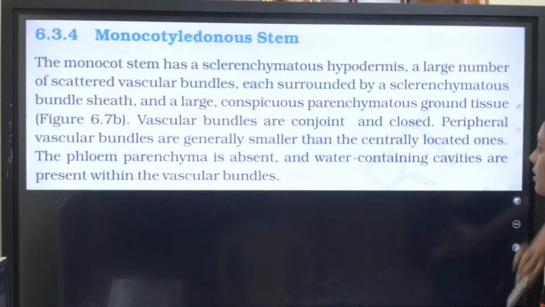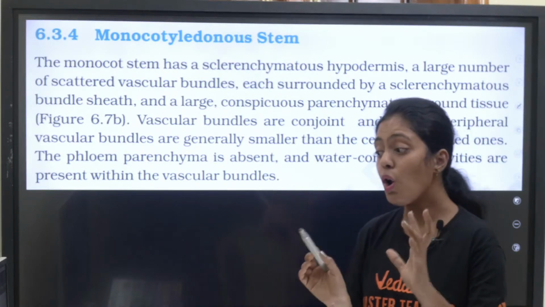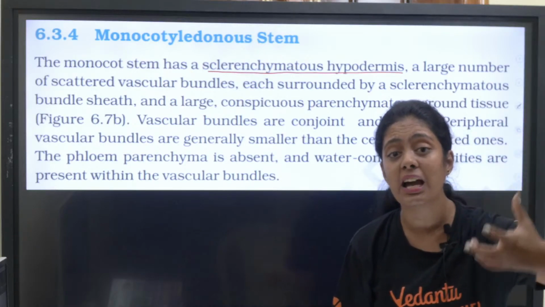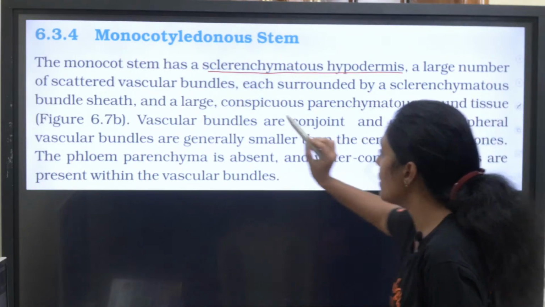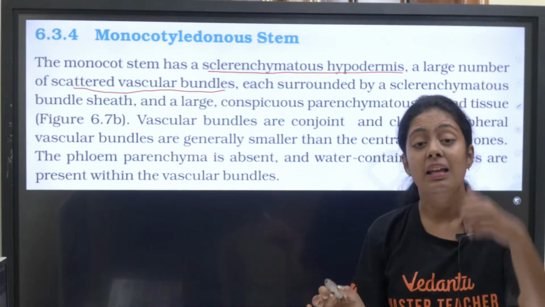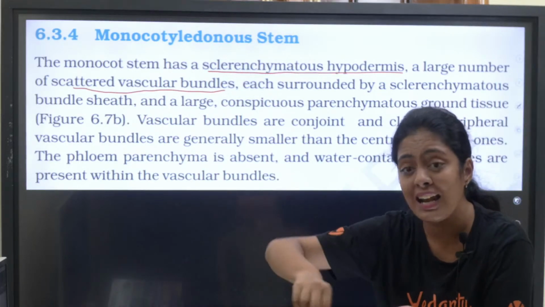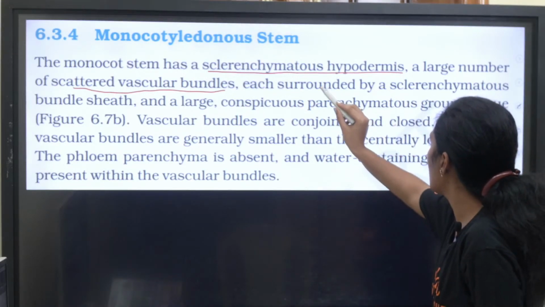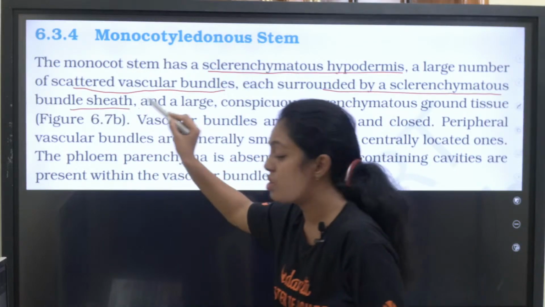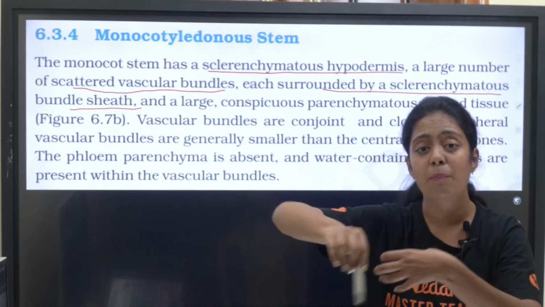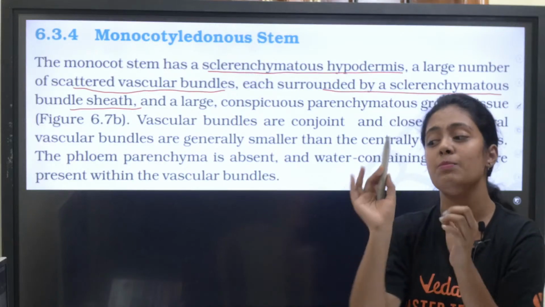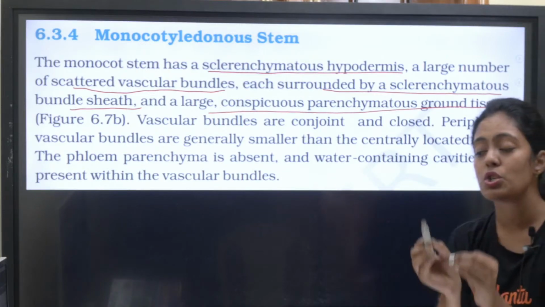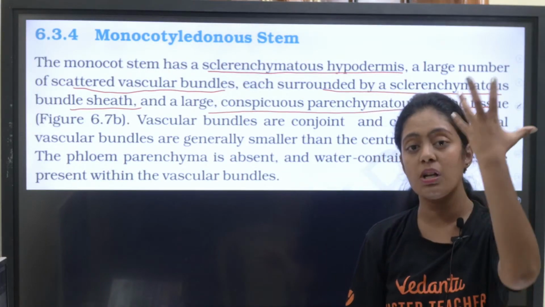Now let's move on to the monocot stem. Monocot stem has a sclerenchymatous hypodermis; dicot stem has a collenchymatous hypodermis. There is a large number of scattered vascular bundles. In the dicot stem the vascular bundles were arranged in a ring-like structure; here they are just scattered. Each is surrounded by a sclerenchymatous bundle sheath. And a large, conspicuous parenchymatous ground tissue is present. The ground tissue is parenchymatous.